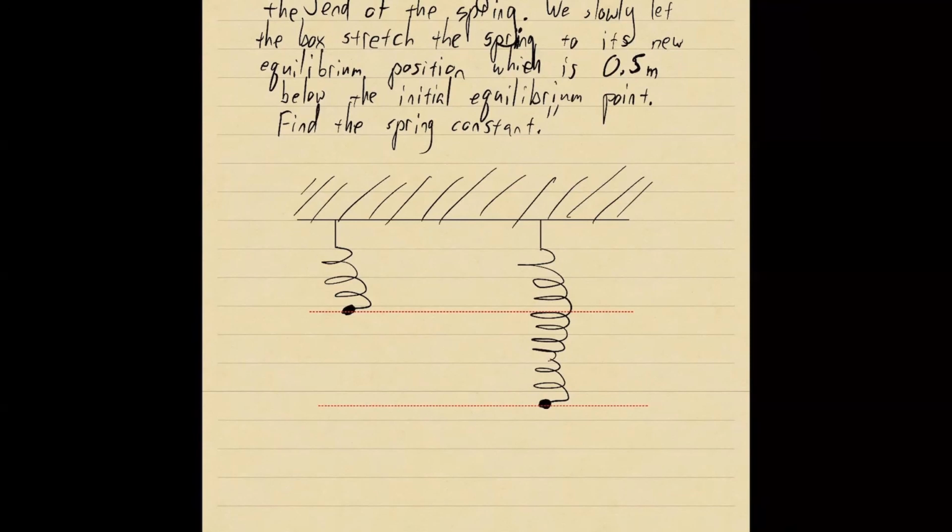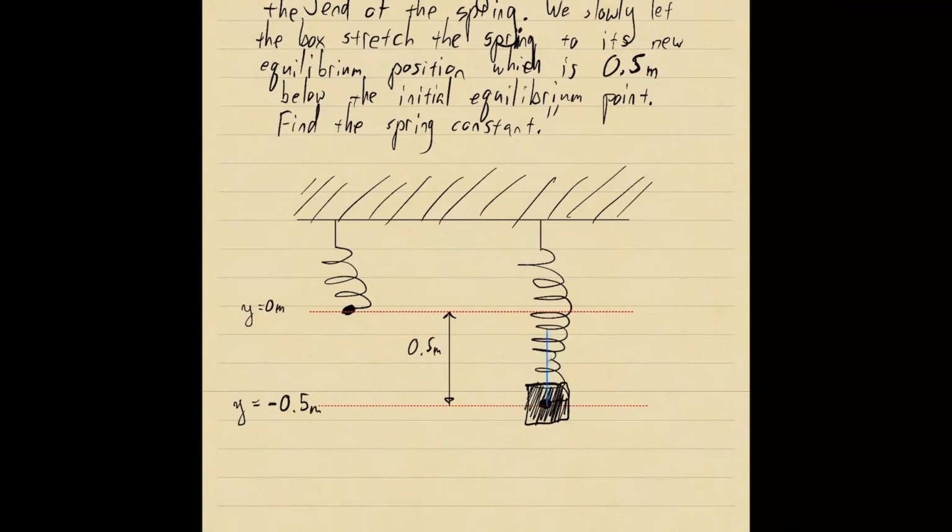Right. So this is going to be our initial, and this is going to be our final equilibrium point. So this is going to be 0.5 meters lower, right? Because this distance here is 0.5 meters. So this is going to be minus 0.5 meters lower, right? Now there's like a box. Sorry, I know it's not the most clear picture, but hopefully this sort of illuminates what's happening.